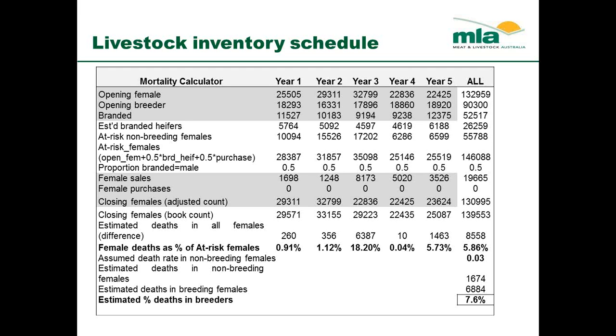Now, if we wanted to go a bit further and work out what it was for breeders, we might have to make another assumption. And that assumption is, what's the death rate in the non-breeding females? For the purpose of this exercise, we've assumed that to be 3% or 0.03. So when we take out those cattle that have died in the non-breeding females, we come back to a lesser number that have died as breeders, and then we divide that number of deaths by our at-risk females to come up with an estimated percent deaths in breeders of 7.6%.